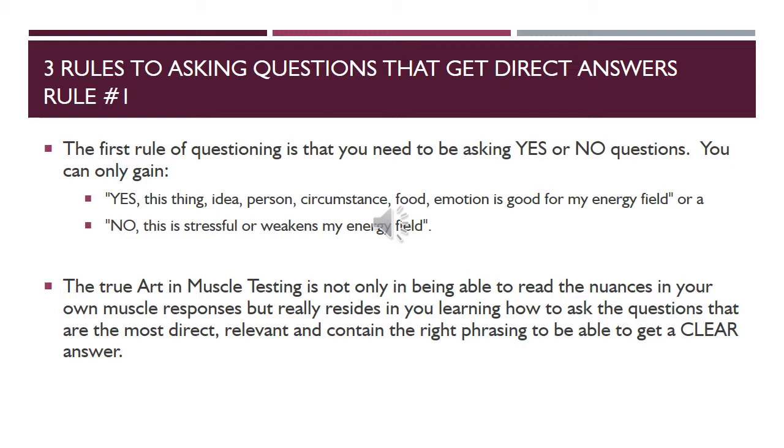Since the questioning portion of this modality is where a lot of people get unclear answers, let's go over 3 rules to asking questions that get direct, clear answers. The very first rule is you need to be asking yes or no questions. You can only gain a yes, this thing, idea, person, circumstance, food, emotion is good for my energy field, or a no, this is stressful or weakens my energy field.